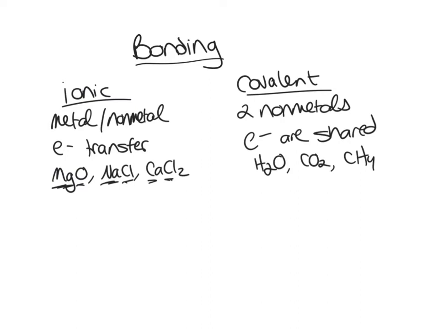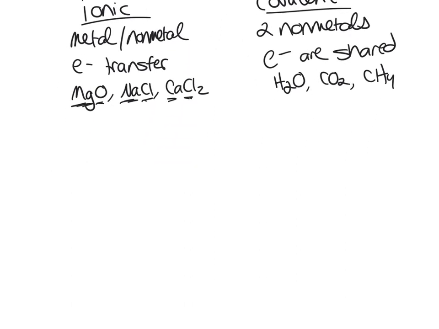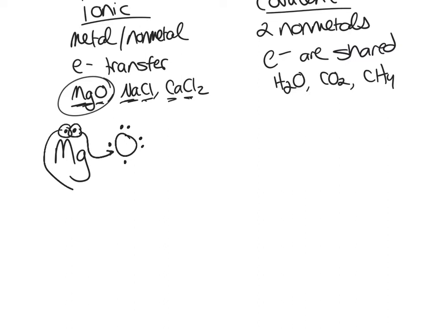Ionic structures, when you draw their Lewis structure, you draw them as ions. So for example, MgO: Mg as an atom has 2 valence electrons. Oxygen as an atom has 6 valence electrons. Magnesium is looking to lose 2. One goes there, one goes there. So that becomes the Lewis structure for an ionic compound.